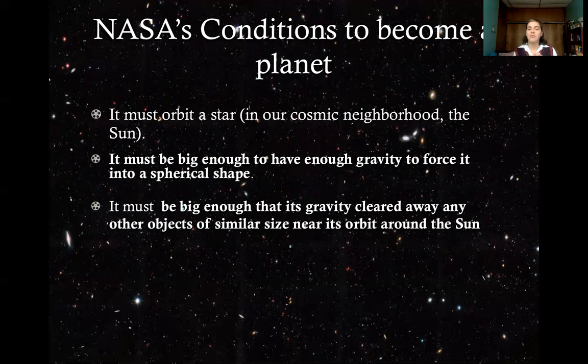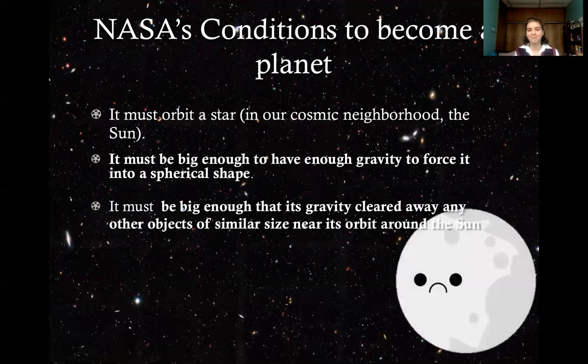Sadly, in the case of Pluto, it was not big enough to have a perfect spherical shape like the other planets, and it's not big enough to clear away its orbit. In its orbit also revolves Neptune, which is a bigger planet. And because of that, we decided to change the status of Pluto to a dwarf planet. And sorry, Pluto, you just did not make the list.